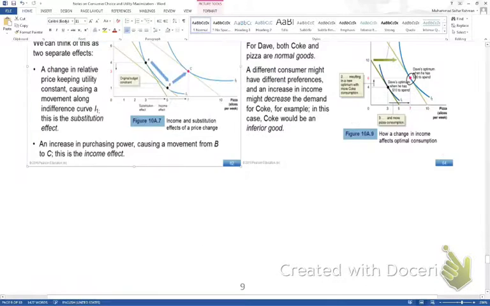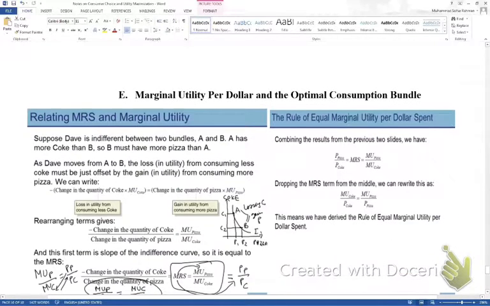Okay, the final thing that I'm going to talk about is this synergy between what we have just looked at and the utility maximization that we talked about before. So in the first part, we looked at marginal utility per dollar being the way to maximize your utility. In the second part, we looked at the indifference curve and budget constraint as a way to maximize your utility.